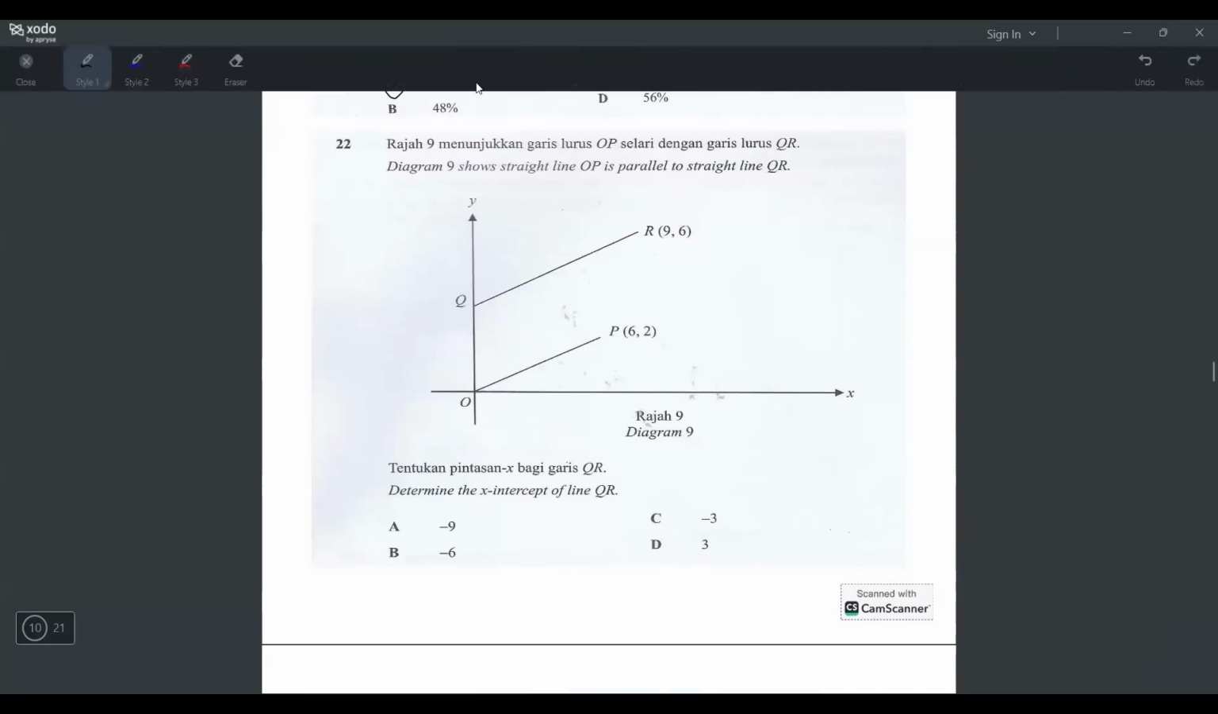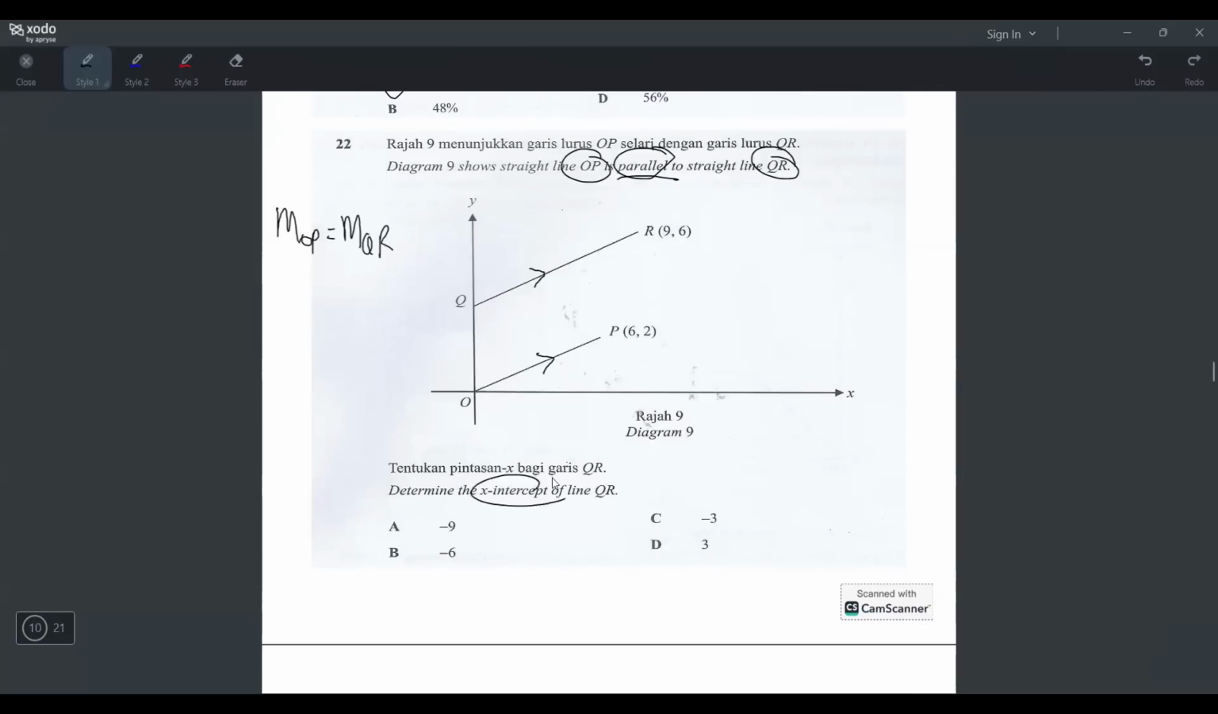Okay, let's continue. Number 22. Let's read the question first. Diagram 9 shows straight line OP parallel to straight line QR. When you see the word parallel, you need to straight away label. How you label? Put arrow, put arrow. And this arrow, why you have to put is to remind us that they have the same gradient. Parallel means gradient sama, alright? So the gradient of OP is equal to the gradient of QR.